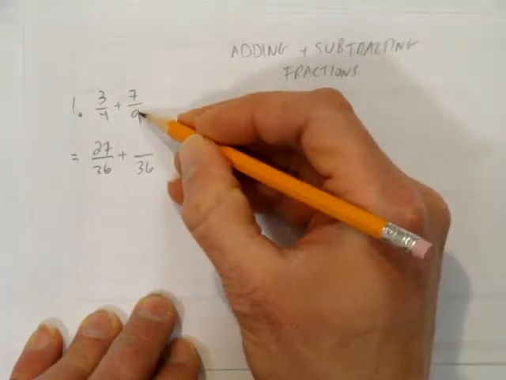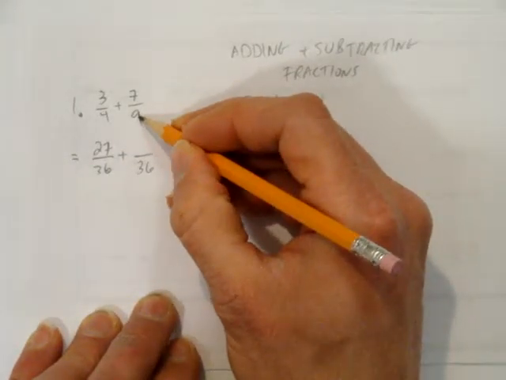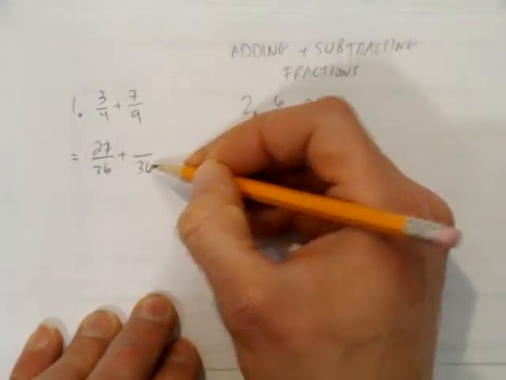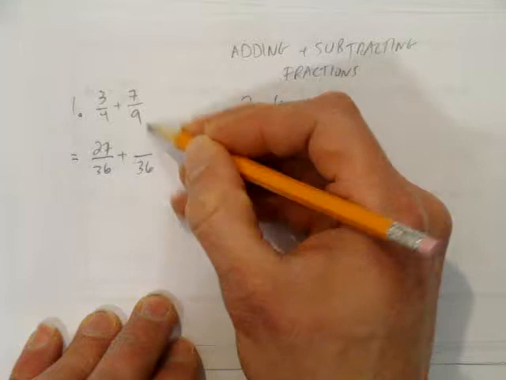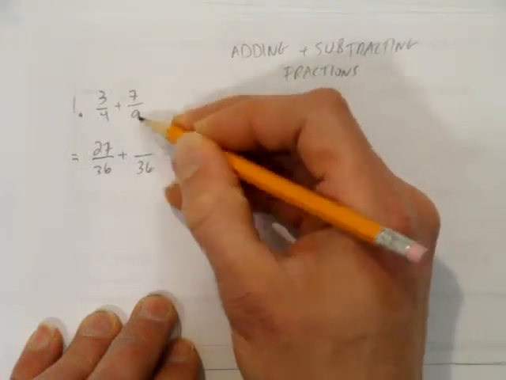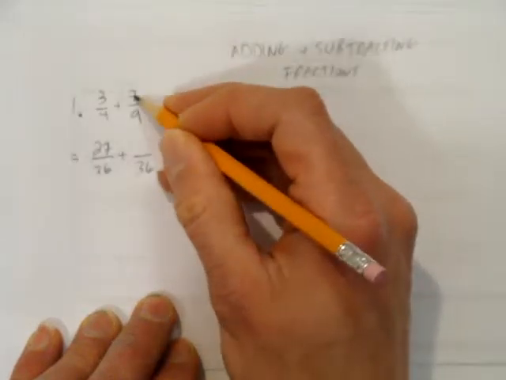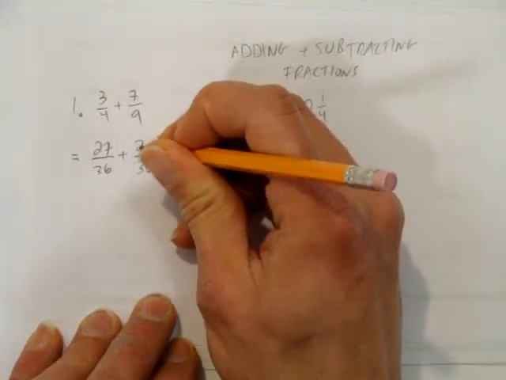I need to do the same with the second fraction. I need to make a 9 into a 36 by multiplying. 9 times what makes 36? I already know because I'm the one who picked 36. I know it's 9 times 4. If it's 9 times 4 on the bottom, I have to times by 4 on the top as well. So what's 7 times 4? 28.